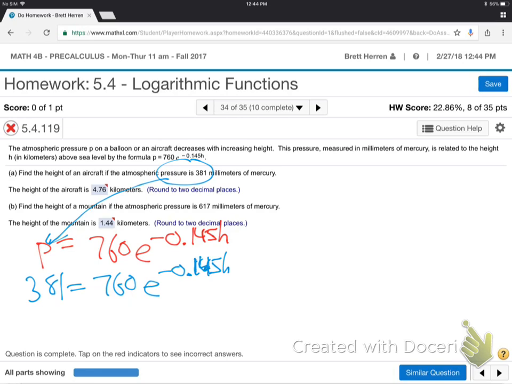All right, we good to there? They just told me the pressure is 381. I just put in a 381 for P. Then it's peel the onion. Solve for H. This is kind of messed up here. So how do I, here's H right here.